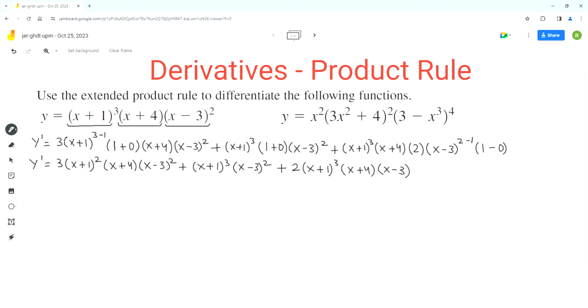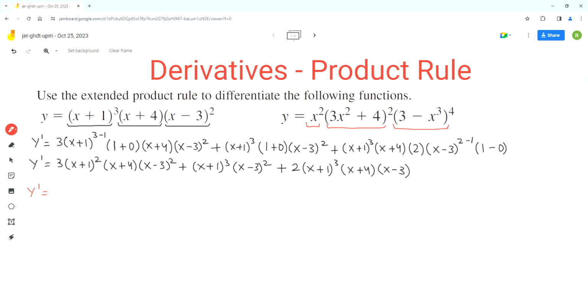So now we can analyze the second function. I can use a different color. The second function is also made up of three different functions being multiplied. The first function is x squared, the second function is (3x squared plus 4) squared, and the third function is (3 minus x cubed) to the power 4. Let's start by using the extended product rule.